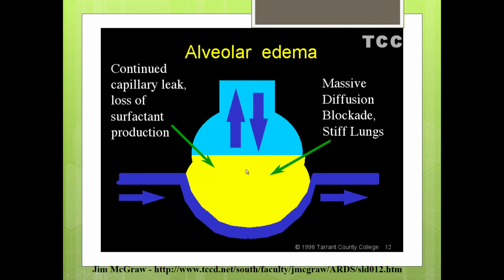ARDS is a very overwhelming condition to see in real life. Patients are very, very sick, and it has a very high mortality rate. And that is because they die from the issue of shunting, right? So they have these blocked alveoli, alveolar edema. They have a massive inflammatory response going on in their body, and then they have all this deoxygenated blood coming back into the left side of their heart, and because of that deoxygenation, they go into shock and they go into organ failure.